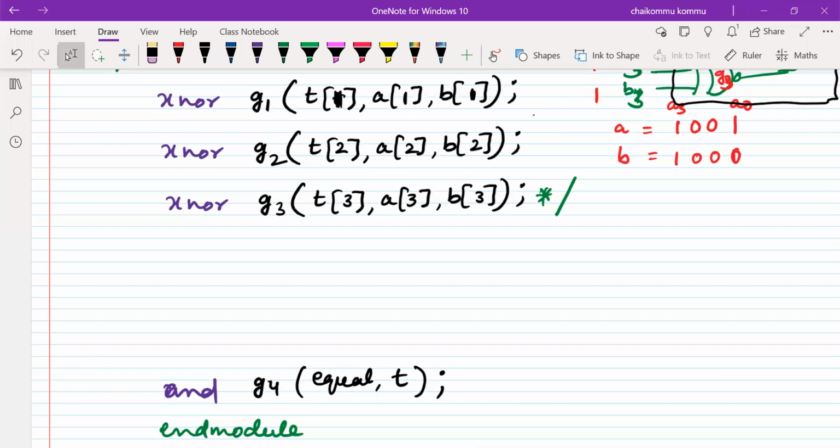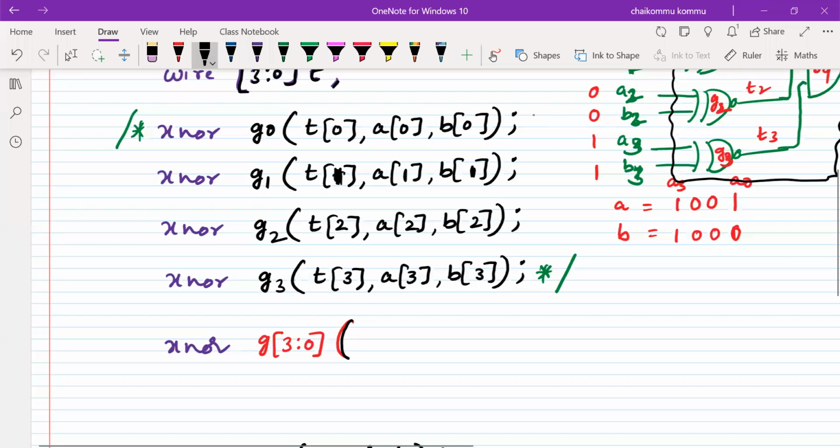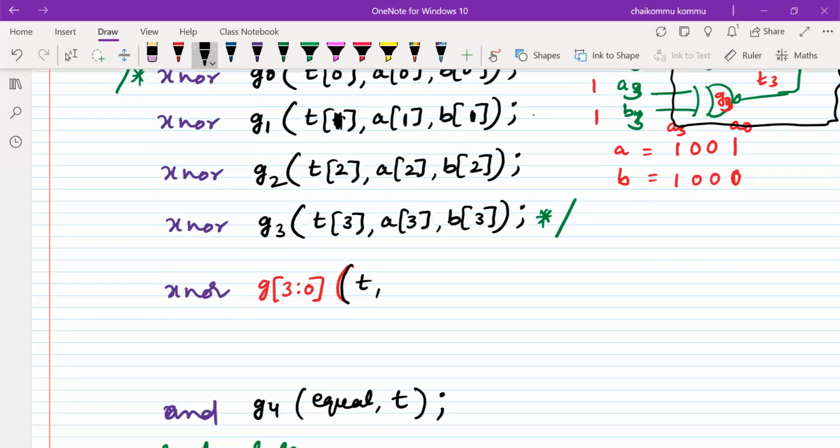Here I am going to write my program. What am I going to write? Exclusive OR gate, so I'm going to use XOR. This is called G of. Very important, you have to remember this point, you should not forget: G of 3 down to 0, of equal A. What other things are there? Equal set first. The output is T, right? Output T must be right, comma A, comma B. That's what I can write.